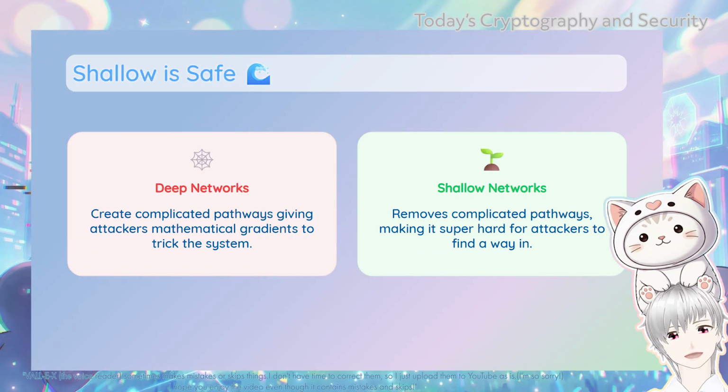They discovered that if you use fewer hidden layers in the neural network, it becomes inherently robust. People used to think that deeper and more complex is always better for artificial intelligence, but in the world of network security, a deeper network actually creates more complicated pathways. These complicated pathways give the attackers more opportunities and more mathematical gradients to exploit the system. By making the network shallow, you remove those complicated pathways, making it super hard for the attacker to find a way in.